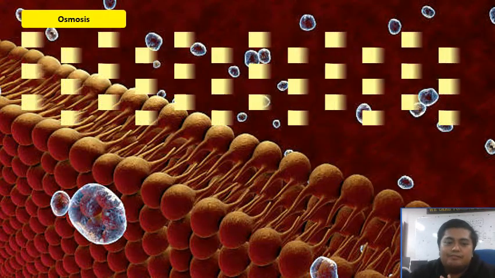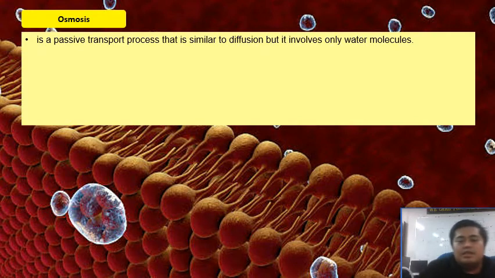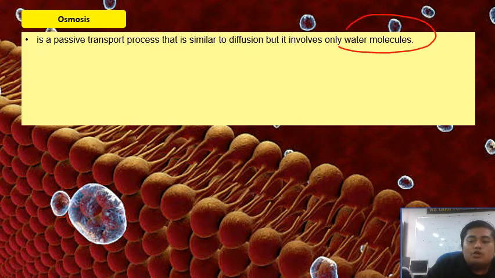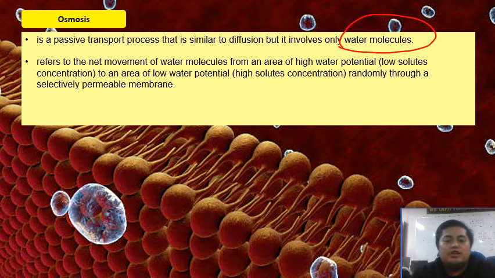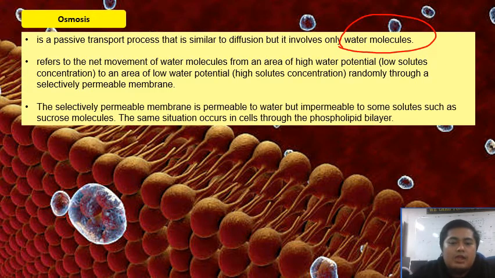Itu untuk simple diffusion. Untuk osmosis pula, ingat bila cerita pasal osmosis, it is a passive transport process that is similar to diffusion but only involves water molecules. Dia hanya melibatkan molekul air sahaja. So it refers to the net movement of water molecules from an area of high water potential to an area with low water potential through the selectively permeable membrane. So the selectively permeable membrane is permeable to water but impermeable to some solutes such as the sucrose molecules.